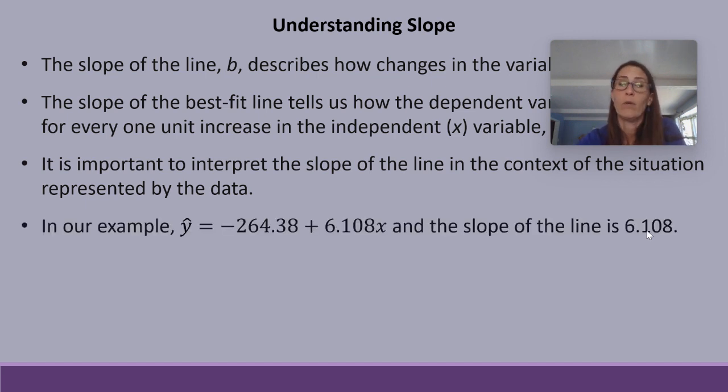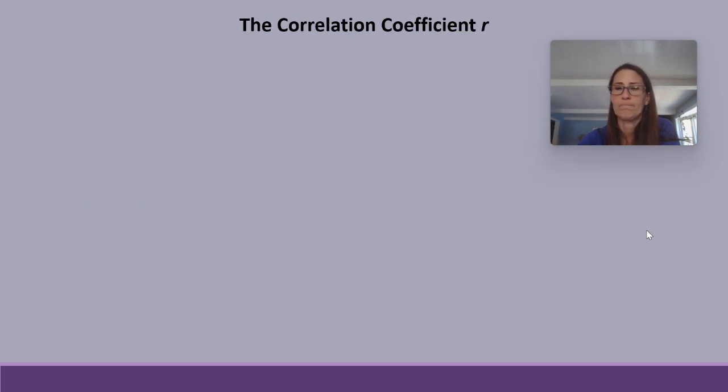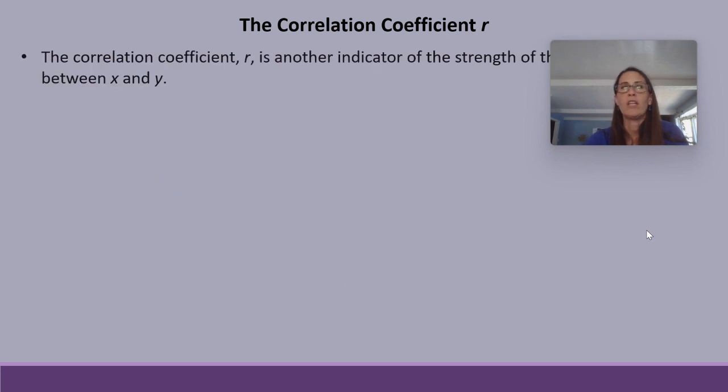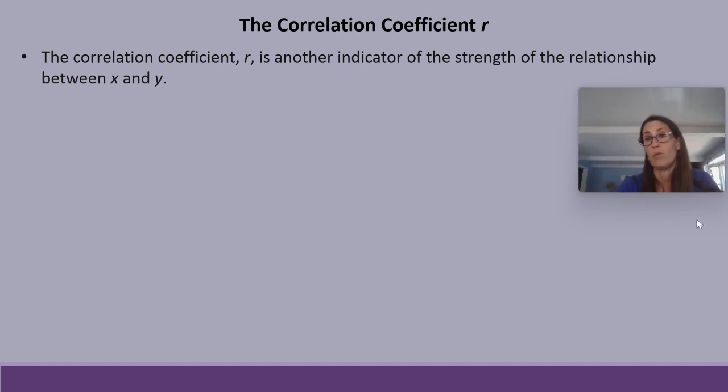So in our example, where y hat was equal to negative 264.38 plus 6.108x, we had a slope of 6.108. And that meant that for every 1 point increase on our third exam, the final exam is going to go up by 6.108 points on average. So our correlation coefficient r is another indicator of the strength of the relationship between x and y.